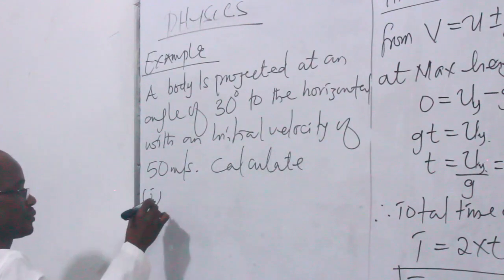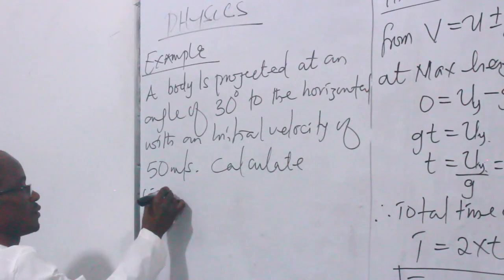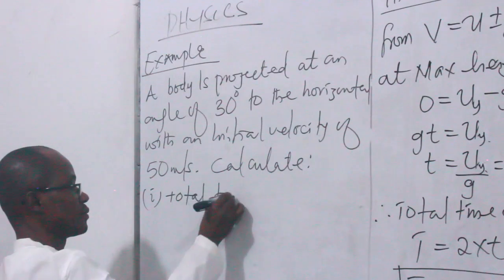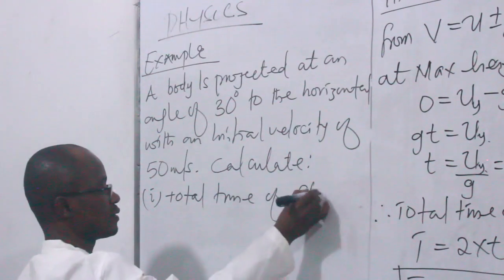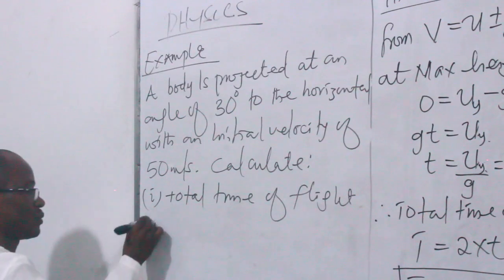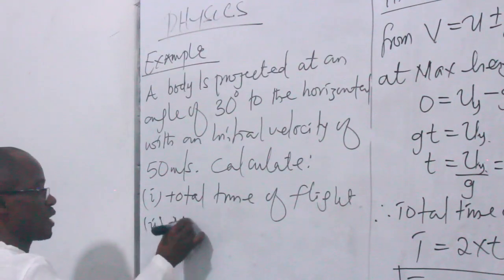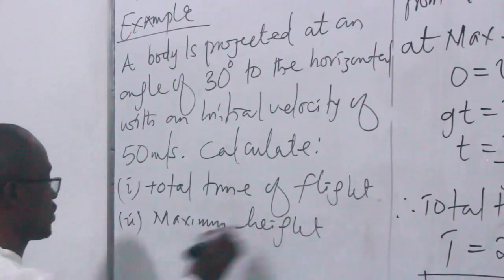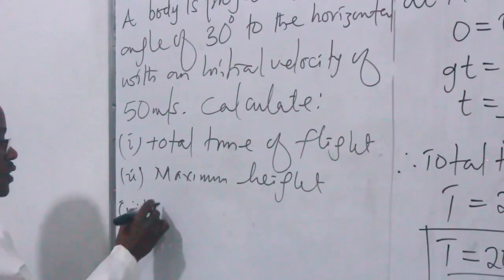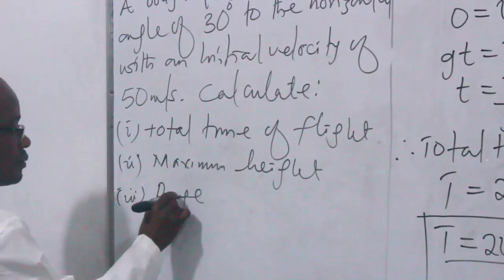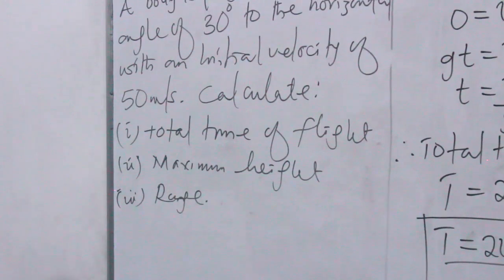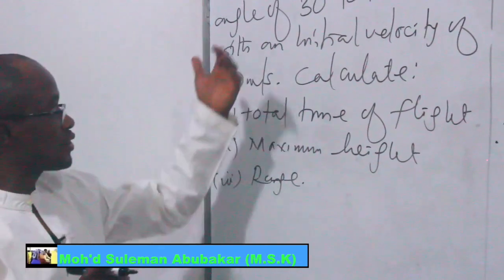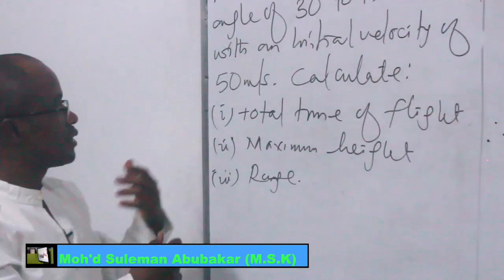1, total time of flight, time of flight; 2, maximum height; 3, the range. All right, a question like this, all we do is first of all bring out the parameters.